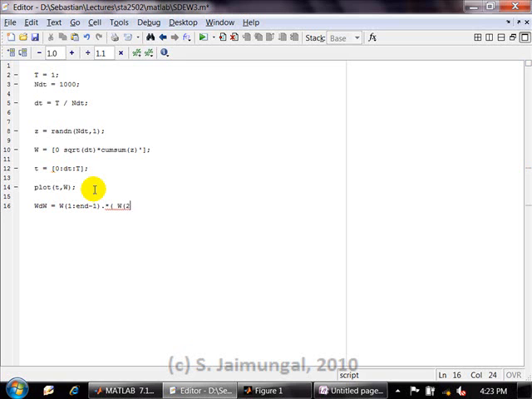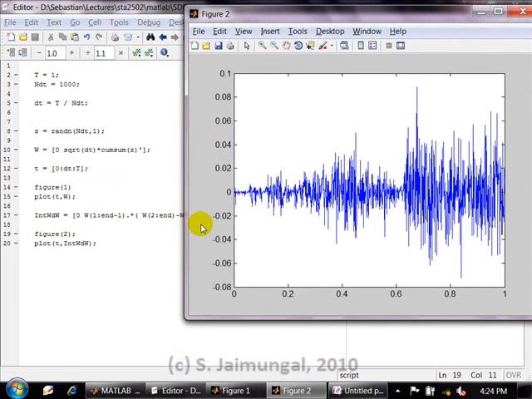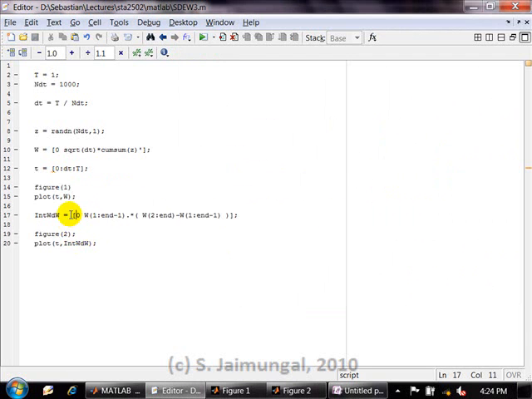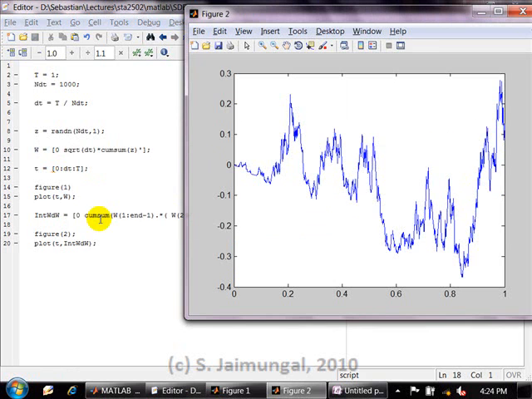So this is W from... and that should be the integral of W dW. Looks a little cryptic, I know. That's just MATLAB code for you. And I need to sum the whole thing. Okay, good. There we go. So that's our path for W dW.